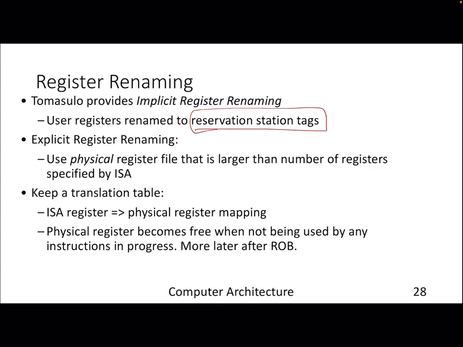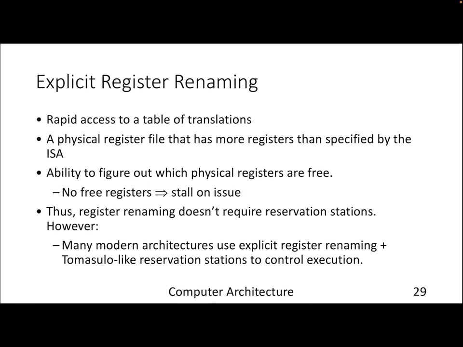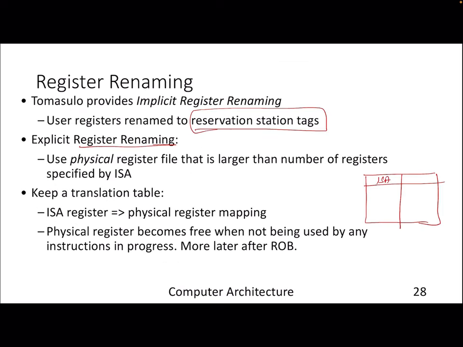There is also a notion of explicit register renaming where you actually store a table, and the table maps the ISA registers, which are visible to the programmer, to something called the physical registers, which are present in the processor, right? So let's say register R1 is mapped to P1, register R2 is mapped to P30, something like that. And the number of physical registers is actually higher than the number of registers specified by the ISA. Okay, so these registers can also be used if you want to do explicit register renaming.